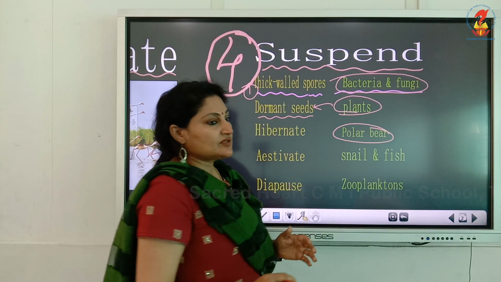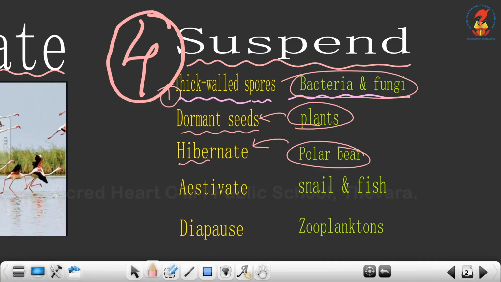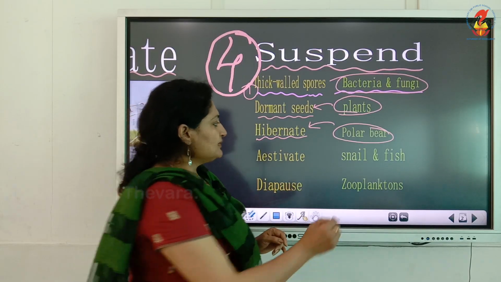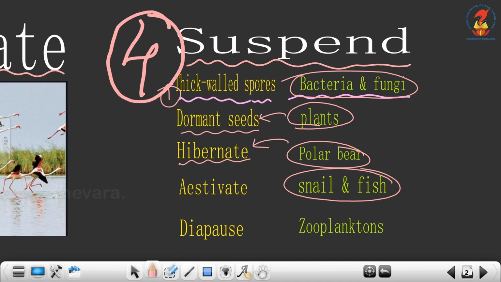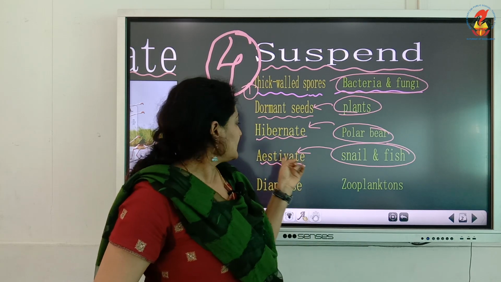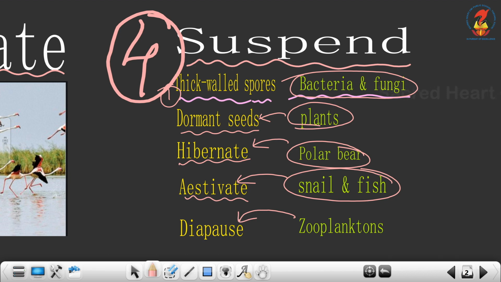Next category, the polar bear. To escape the severe cold, they just sleep during winter. That process is called hibernation, and in common terms it's called winter sleep. Similarly, summer sleep is found in snails and fish of the tropical regions. During the summer, when it is very warm, there is water stress, so they just go to sleep, and that is called summer sleep or estivation.